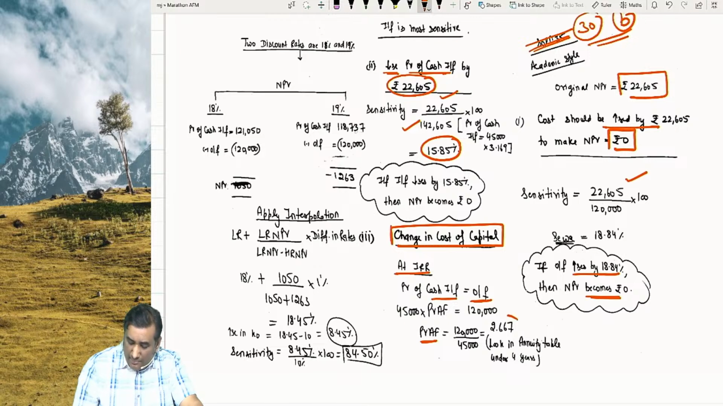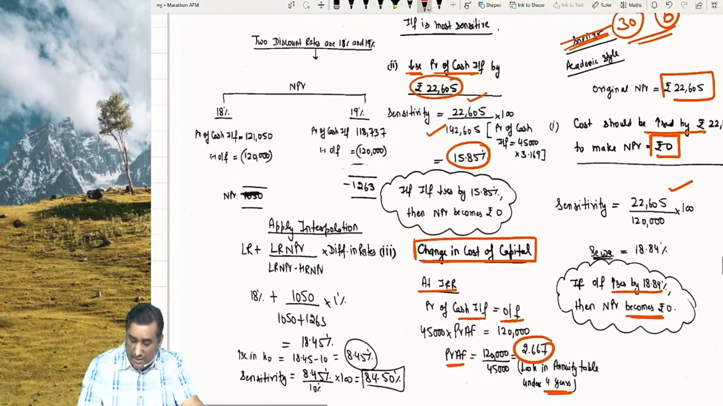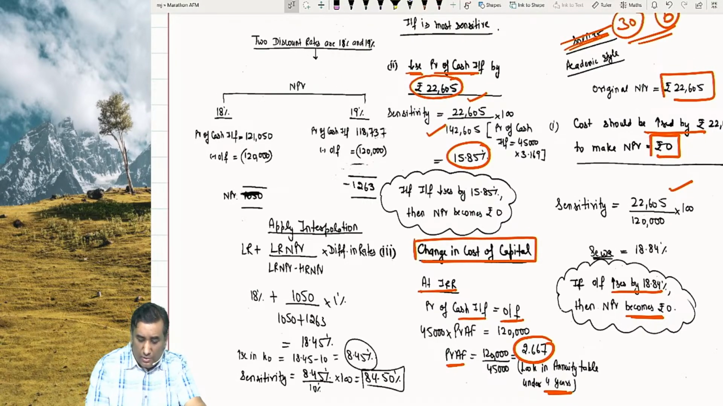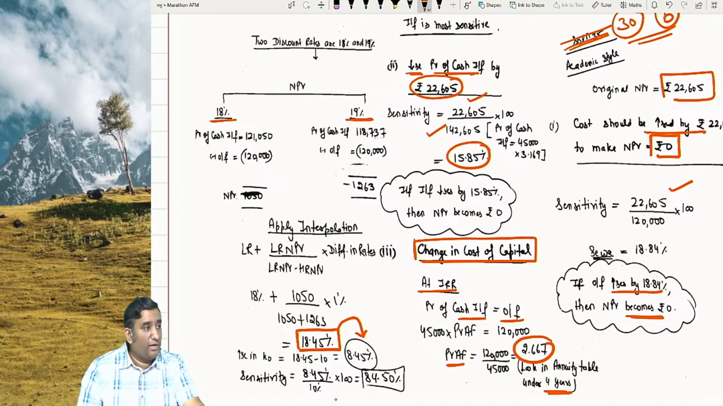Look in the annuity table under, sir, how many years? 4 years. When you go back, since you have the notes in hand, if you look in the annuity table for 2.667, the two rates you will get are 18% and 19%. When you solve them and apply, you will get the change. Rate would come 18.45. 18.45 means increase in Ko should be 8.45.